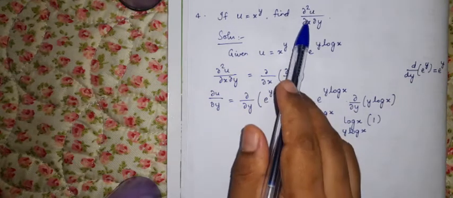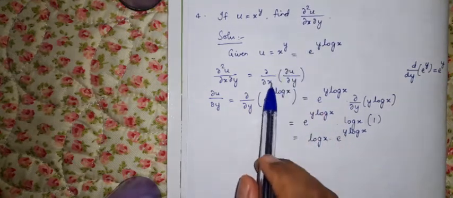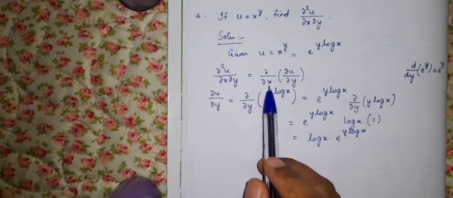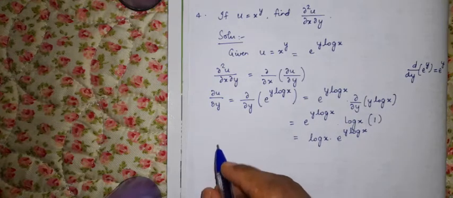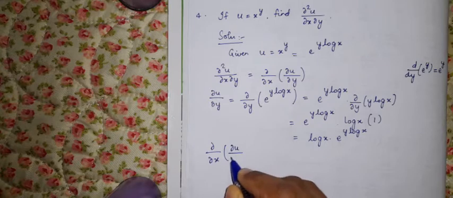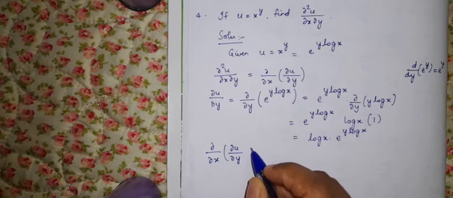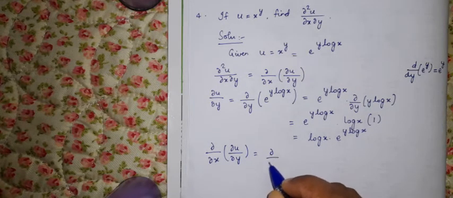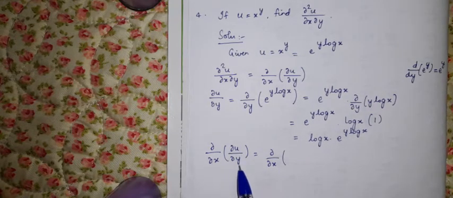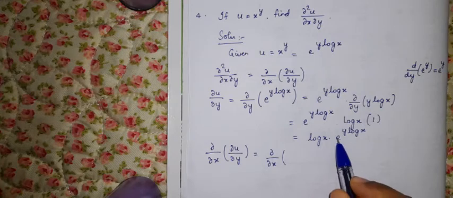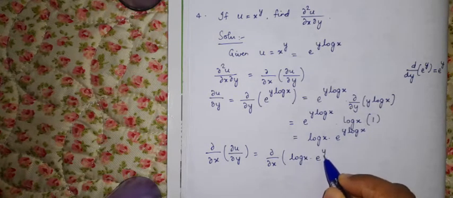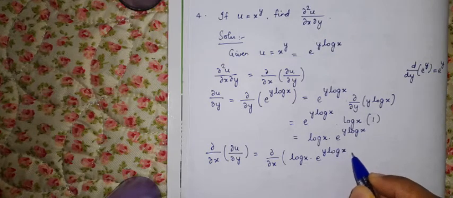Now we need ∂²u/∂x∂y. For that we have to differentiate this ∂u/∂y again with respect to x. Now let's find that. What is ∂/∂x of ∂u/∂y? Which is equal to ∂/∂x of, instead of this ∂u/∂y, we have log x into e^(y log x).